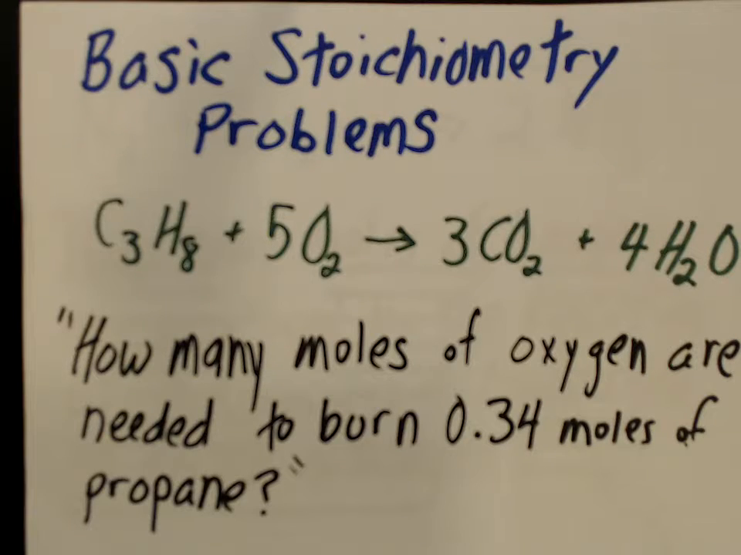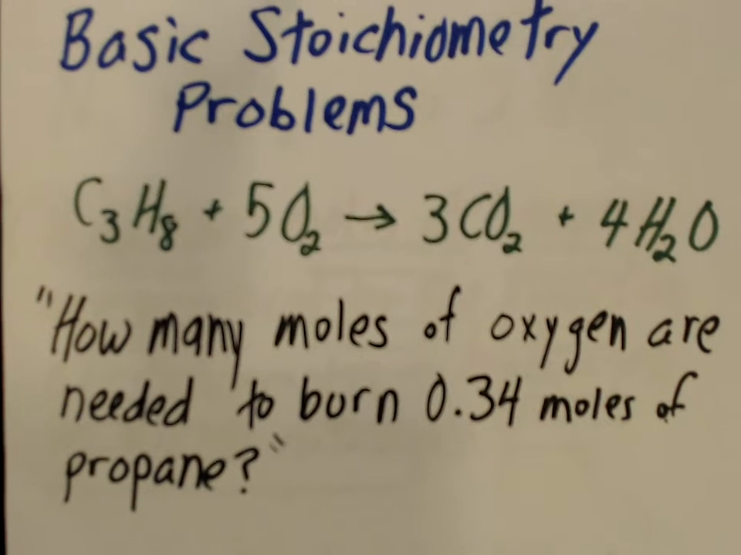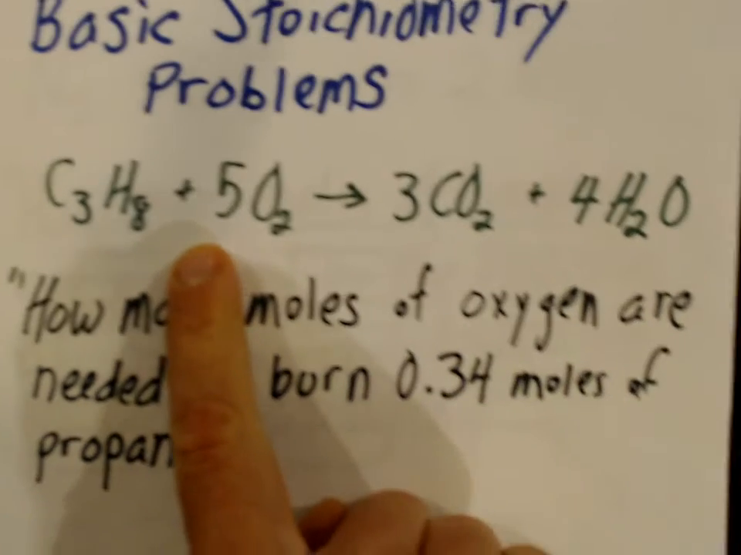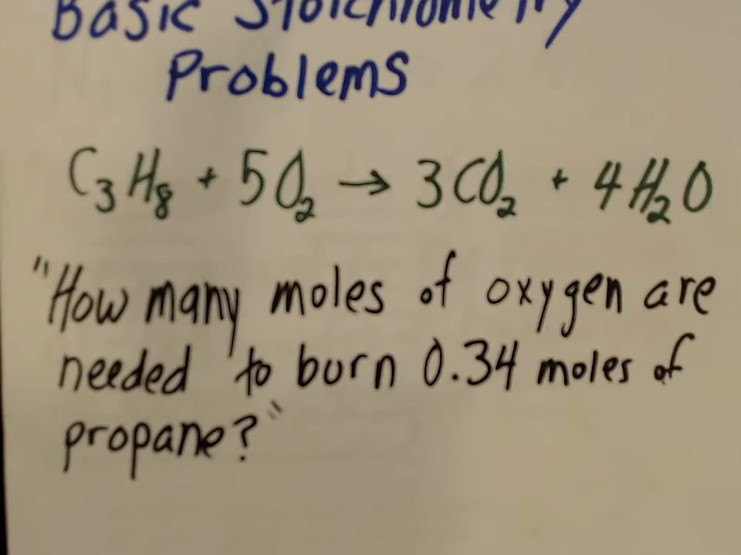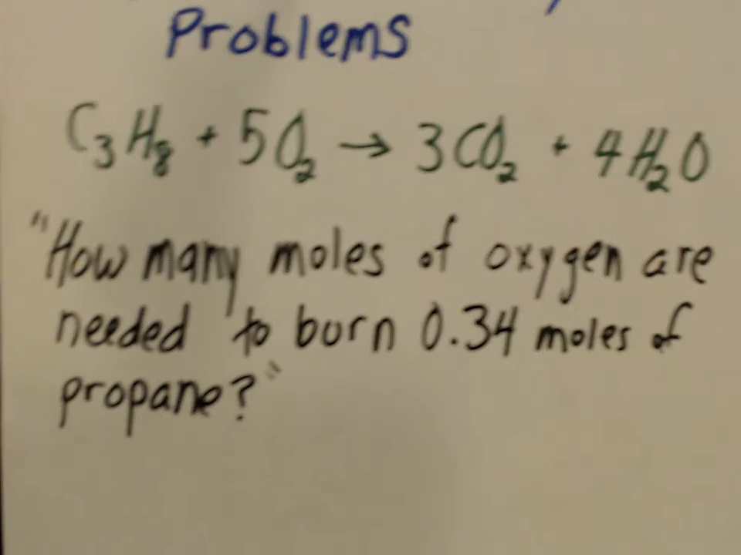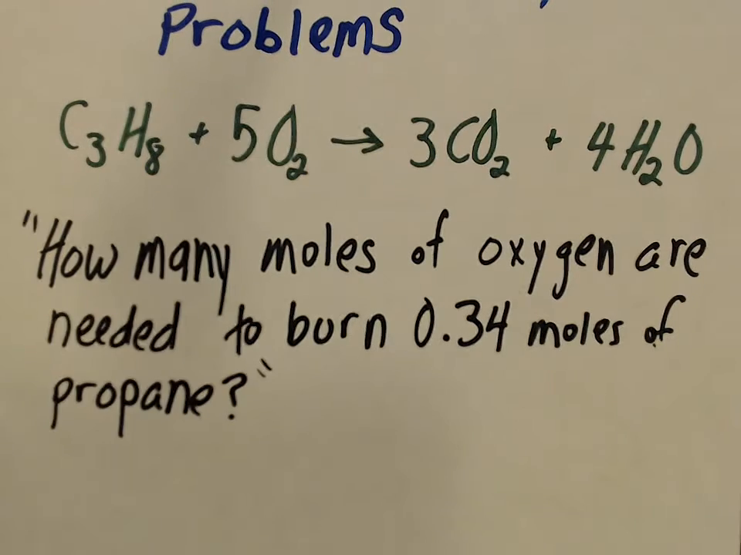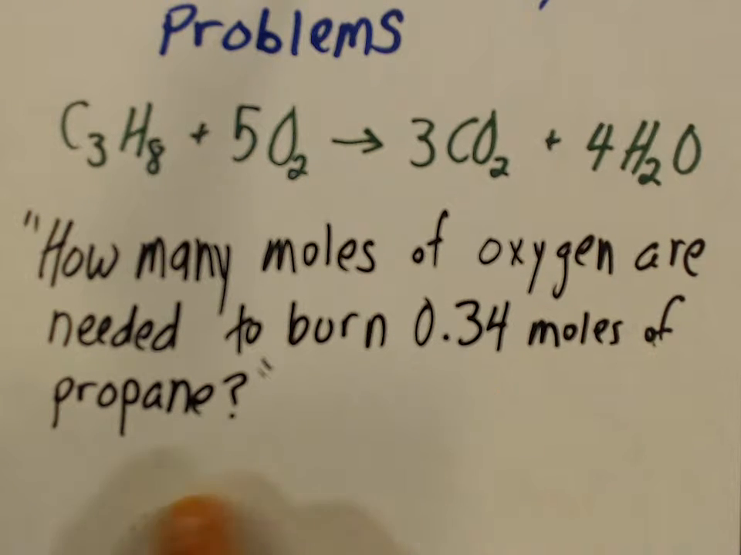All right, and now it's time for part two of this little stoichiometry series here. How to solve basic stoichiometry problems. All stoichiometry problems will involve a balanced chemical equation, which I will always give you. And then there's the problem. And here's a very typical one right here. How many moles of oxygen are needed to burn 0.34 moles of propane?